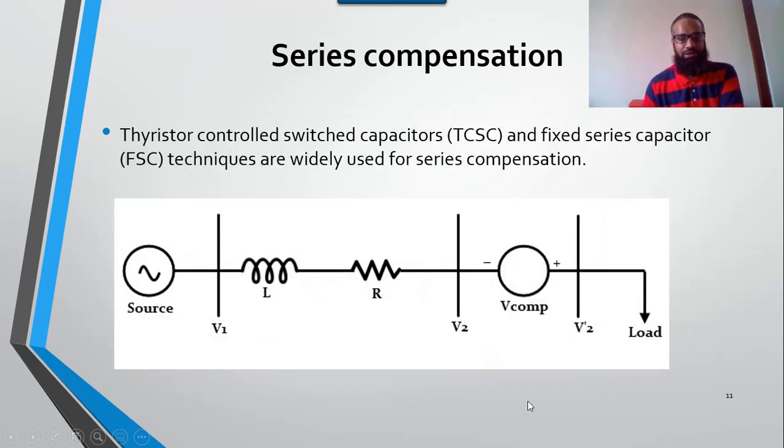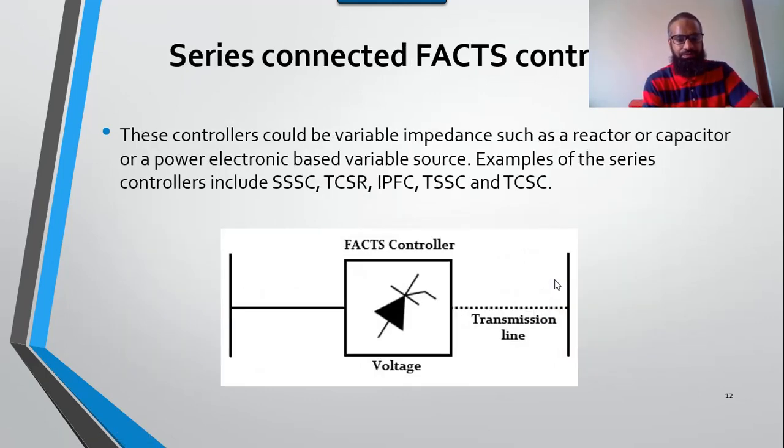Similarly, the series compensators are normally connected in series with the transmission line, and the common ones are thyristor controlled switched capacitors and fixed series capacitor techniques, which are usually used in series compensation. They are also used to increase the voltage level of the transmission line when it is required.